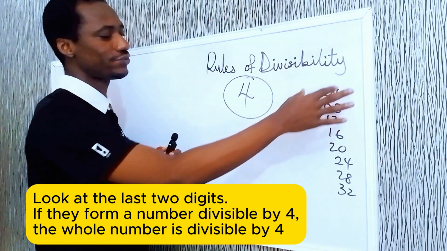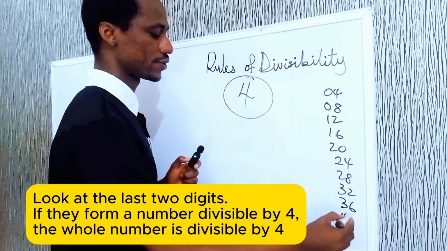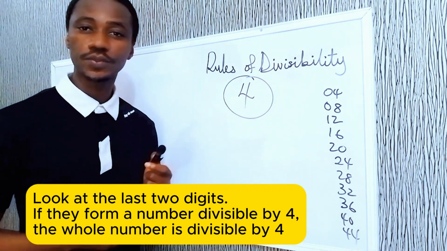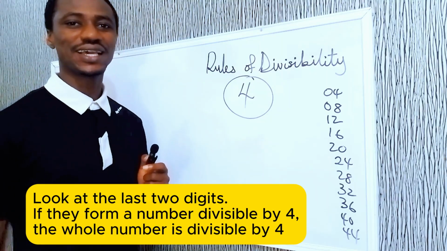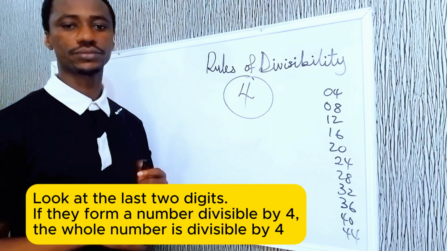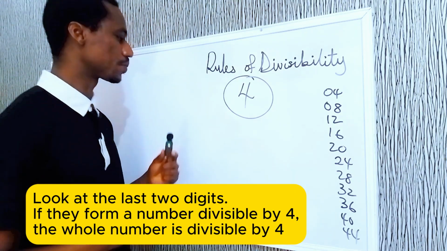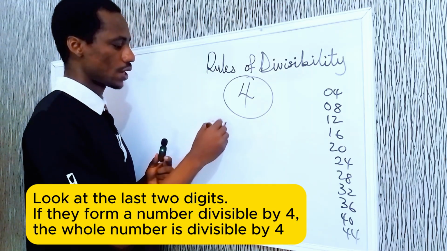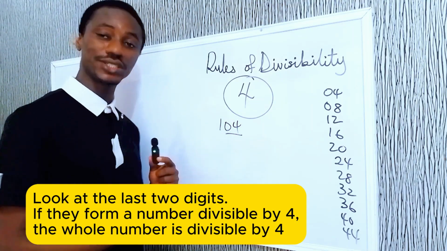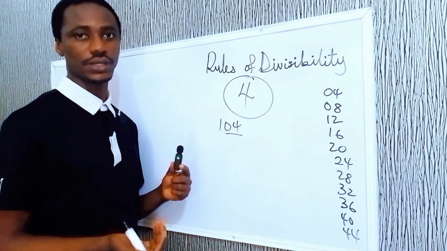So if you have these multiples of 4, okay, let me write 36, 40, 44, 48. All right, if you have these multiples of 4 as the last two digits of the number, then that number is divisible by 4, irrespective of what you have before it. So for instance, if I have 104, this is divisible by 4 because the last 2 digits form a multiple of 4, right? Which is 4 times 1.